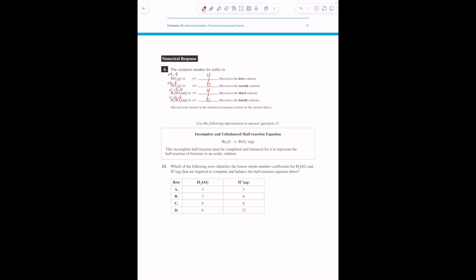Okay, what's this one? Which of the following identifies the lowest whole number coefficients for water and H+ to complete the balanced half reaction? All right, well, first thing I see here is incomplete. So I taught you guys how to balance an incomplete half reaction. You know, the one where you add waters and add hydrogens and all that. So that's what we're going to do here.